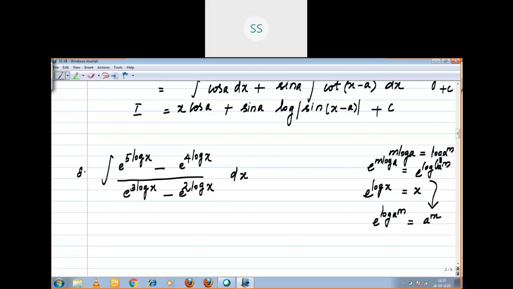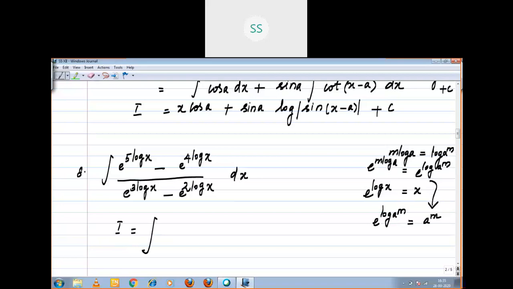Once again, I repeat, m into log a can be written as log a power m. E power m log a can be written as e power log a power m. E power log x value is x. So e power log a power m is equal to a power m. The same logic I am going to apply here also.